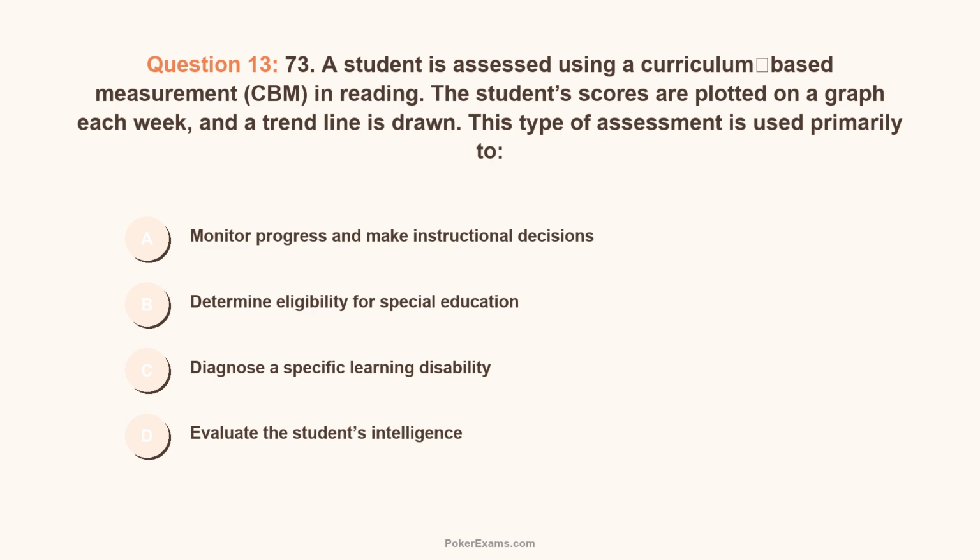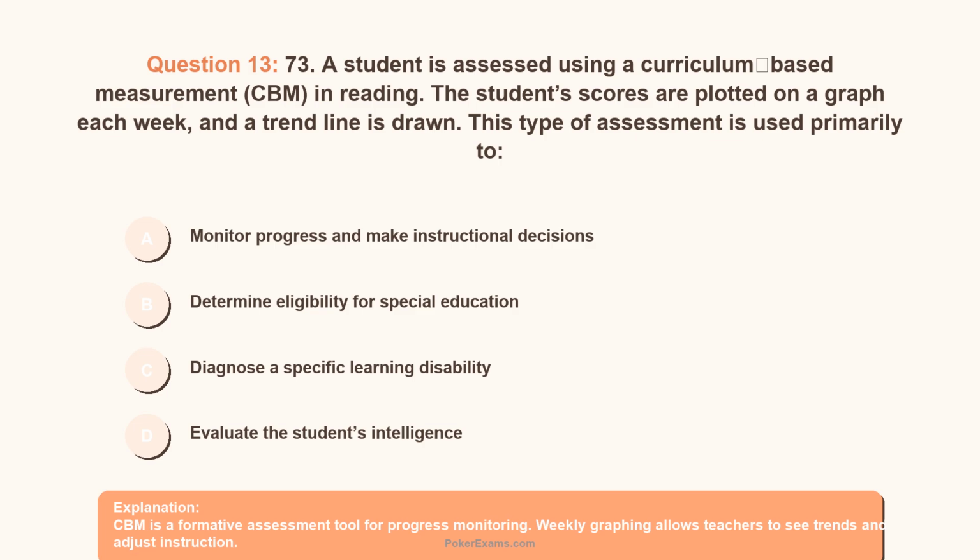Question 13. 73. A student is assessed using a curriculum-based measurement, CBM, in reading. The student's scores are plotted on a graph each week, and a trend line is drawn. This type of assessment is used primarily to monitor progress and make instructional decisions. Determine eligibility for special education. Diagnose a specific learning disability. Evaluate the student's intelligence. CBM is a formative assessment tool for progress monitoring. Weekly graphing allows teachers to see trends and adjust instruction.